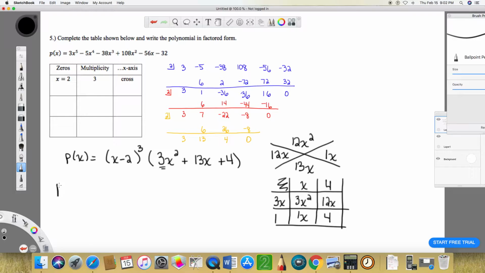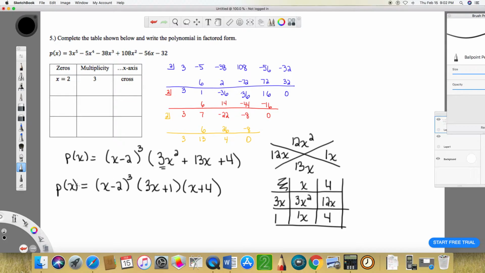So that means that we can factor this to x minus 2 raised to the 3rd power, 3x plus 1, and x plus 4.